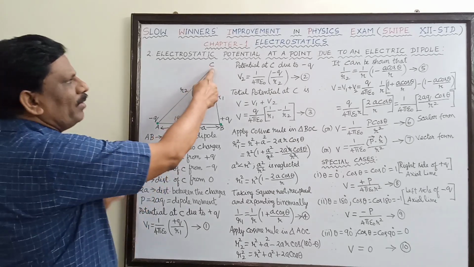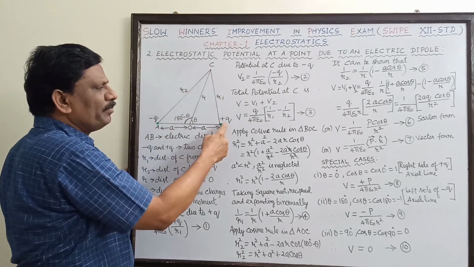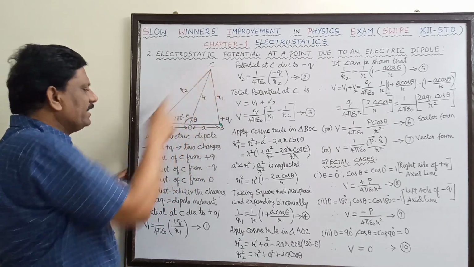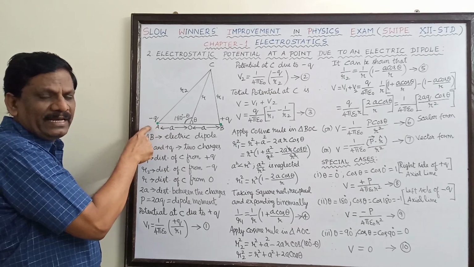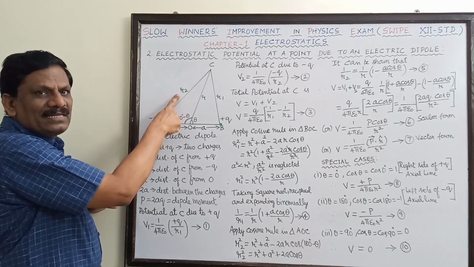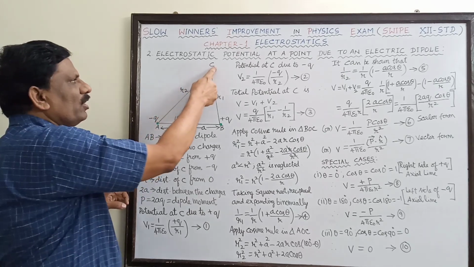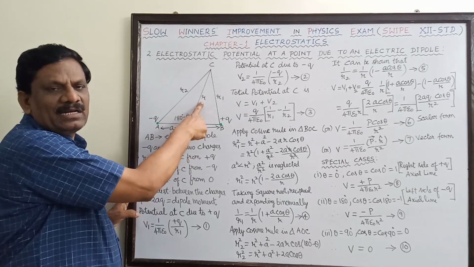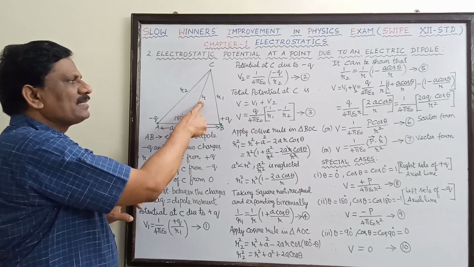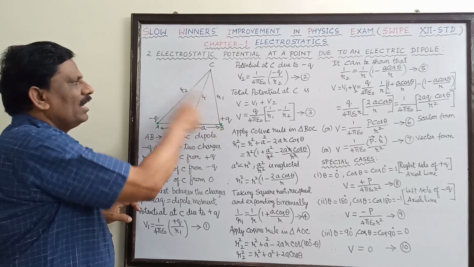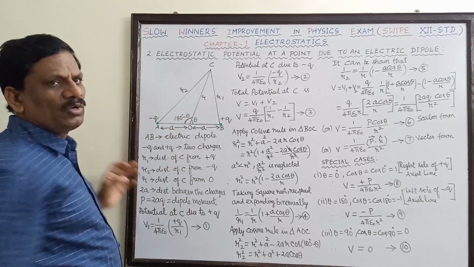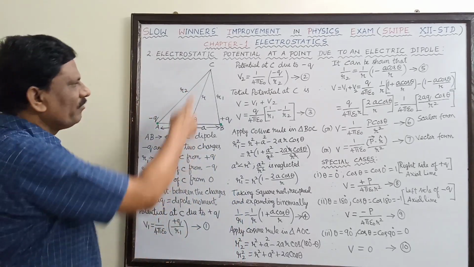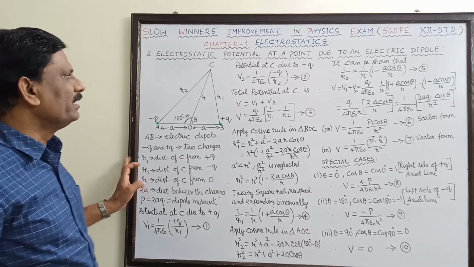Now you join the point C to the positive charge at a distance R1, and join C to A, that is the negative charge, at a distance R2, and join the point C with the midpoint O of the dipole, which is at a distance R. So we have to express R1 and R2 in terms of the distance R. Okay, so first draw the diagram correctly.